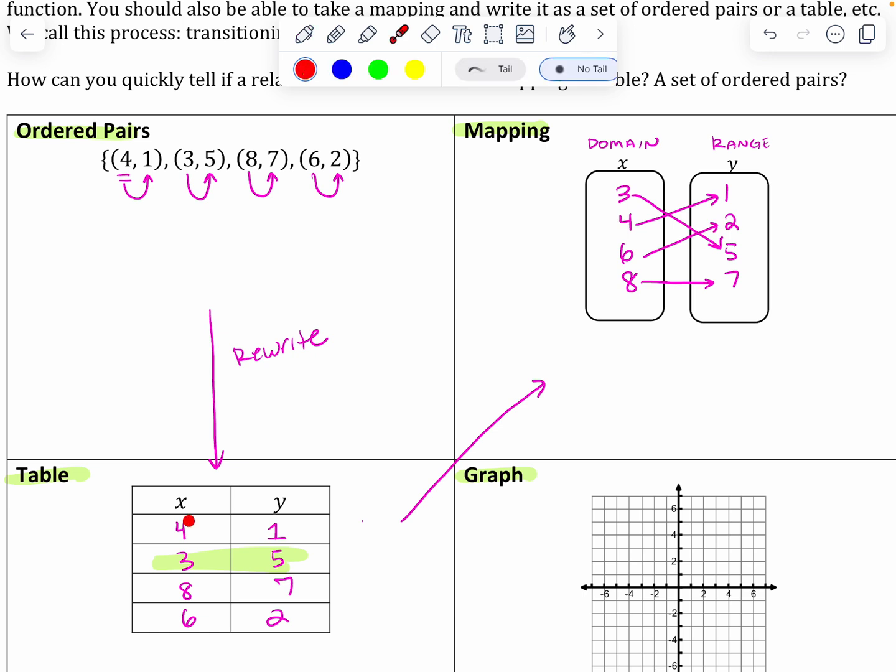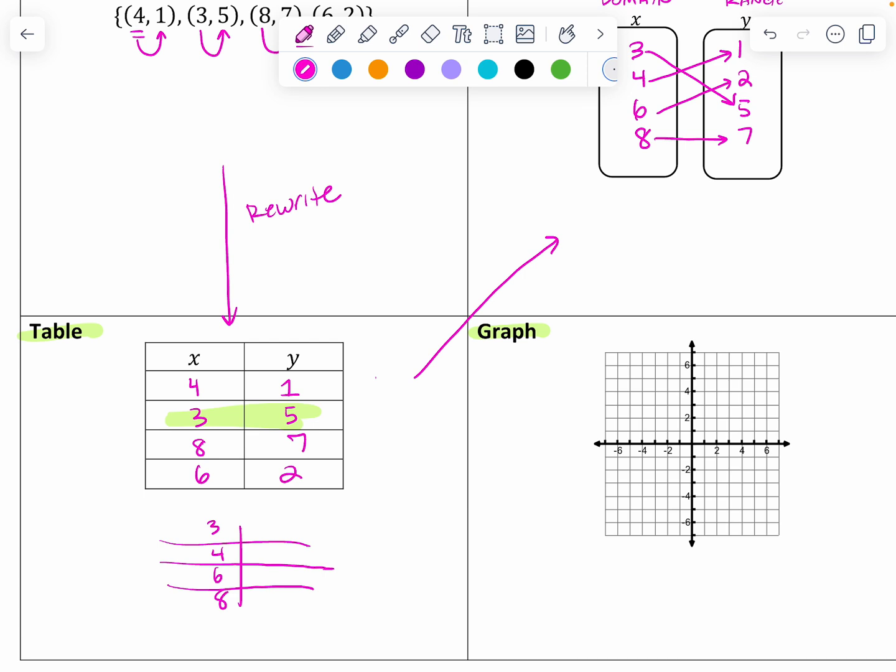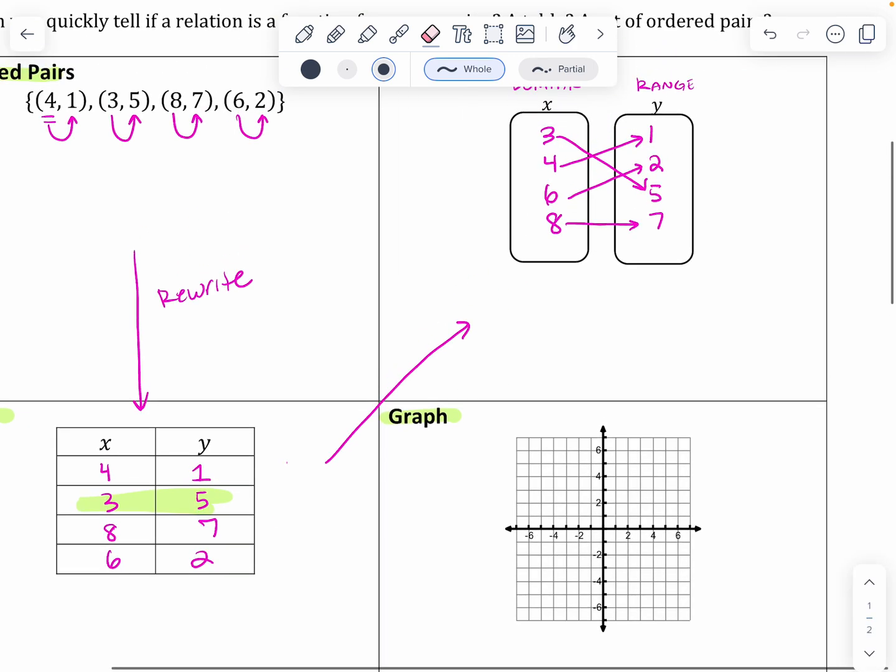So the difference between a table and a mapping is that in a table, you can organize them however you want, as long as 4 and 1 always pair together. Meaning, you can make this chart look like this: 3, 4, 6, 8. If you wanted to make it like that, you totally could, but 3 still has to be attached to 5. If you mess with the order on the left side, you can't leave this in this order, because now you're saying 3 gives you 1, and very clearly 3 is supposed to give you 5. So if you're going to mess with the order here, make sure that the right pairs are still attached. Okay? So that's how I would switch this to a mapping.